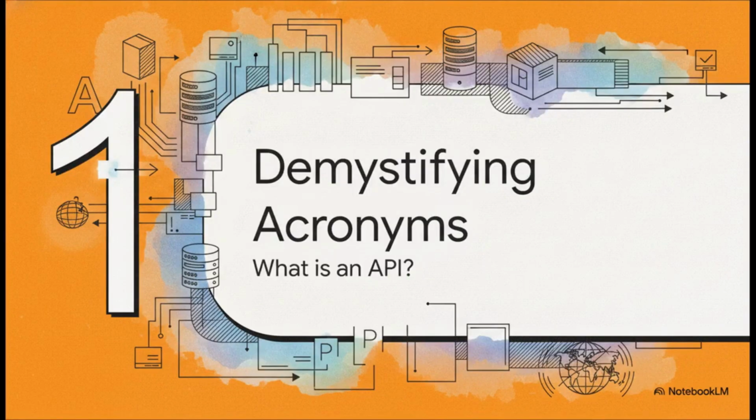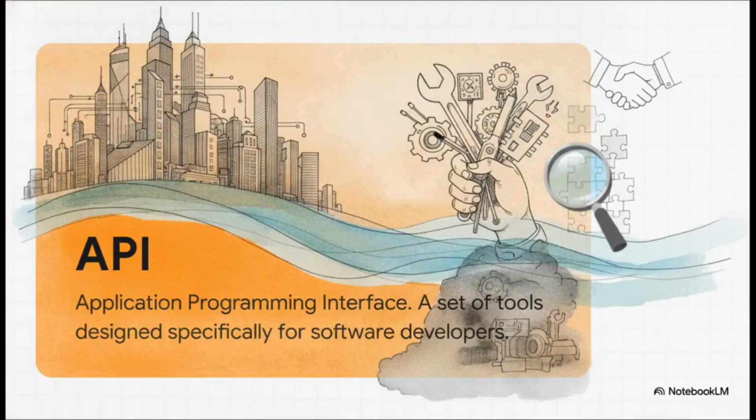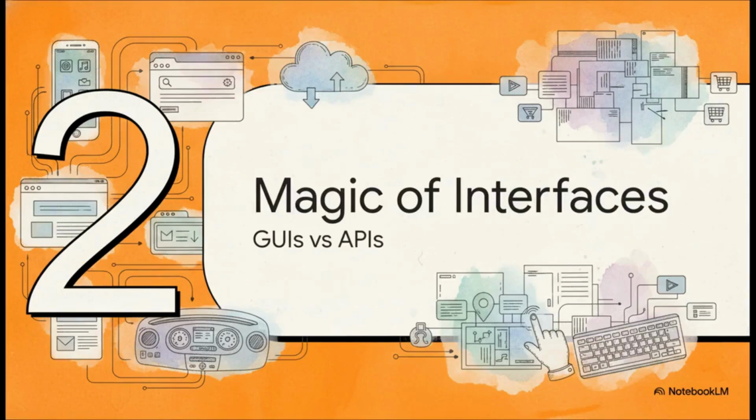Okay, part one, demystifying the acronym. So an API, or Application Programming Interface, is basically a contract. It's like a specialized toolkit built purely for software developers to use. It gives them access to specific data and functions without them ever needing a PhD in how the underlying system actually works. It's just a secure way for one piece of software to talk to another, completely abstracting away the messy details.